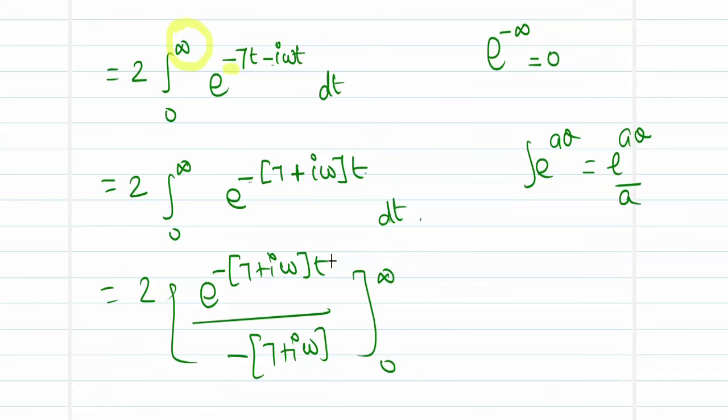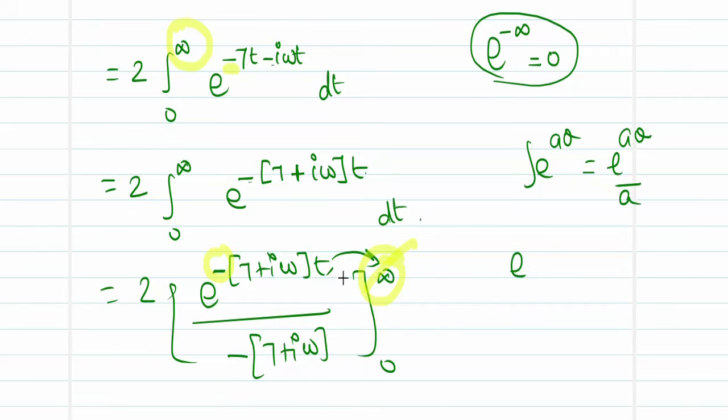When t takes the upper limit infinity, what will happen? You have a minus sign here, so it becomes minus infinity. What do you know about e power minus infinity? It will move towards 0. So there will be no upper limit for us; only a lower limit exists.